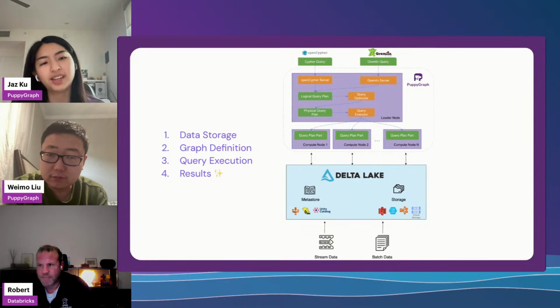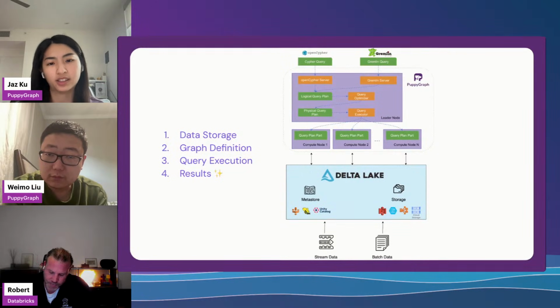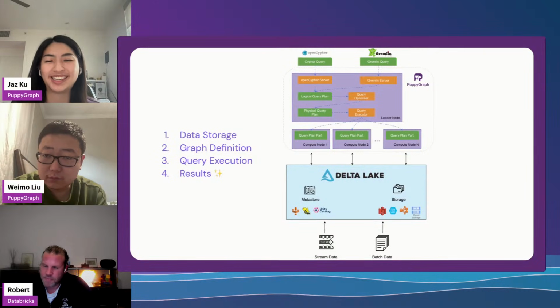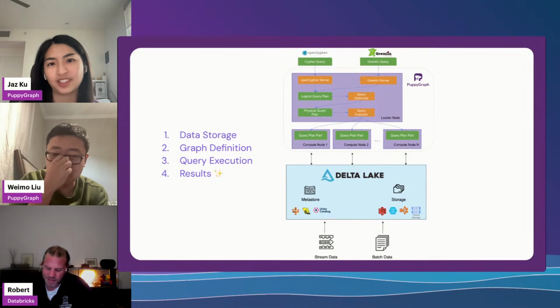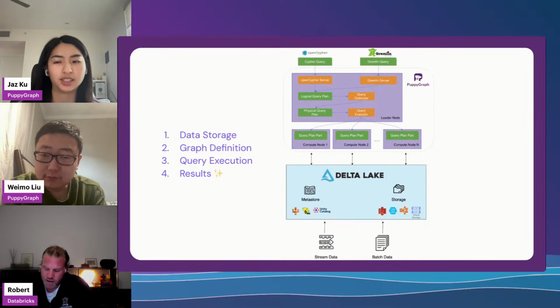So you have your stream data coming in and your batch data coming in, and they all enter your cloud storage where they're stored as your Delta Lake tables. And then we have that meta store for that additional layer of governance. And for the graph definition, once again, you just give us your schema.json file so we know how your tables map to nodes and edges.